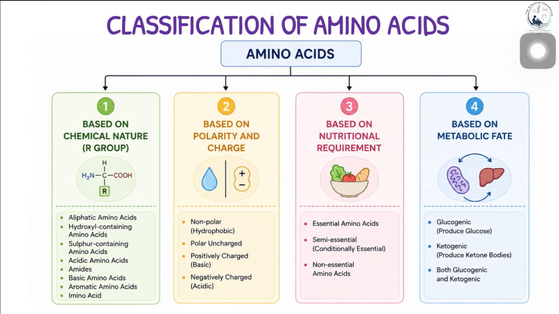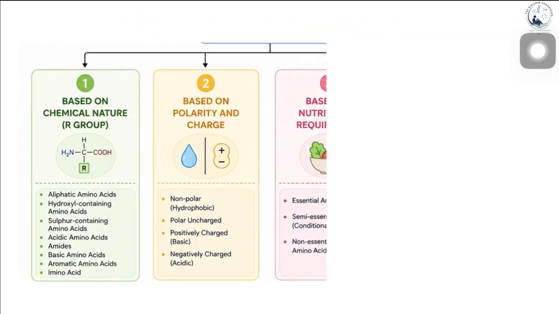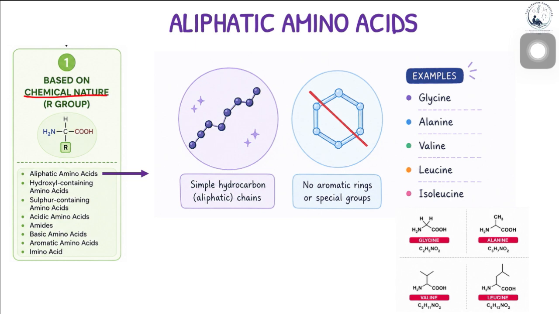So today's class, as mentioned, will be going to the classification. So we already saw how broadly they are classified. One is R group. As we mentioned, it is the important way the amino acids are giving different properties. Then by the polarity, that is whether hydrophilic or hydrophobic and whether they are positively or negatively charged. Third one is based on the nutritional requirement, whether you need to consume by diet or not. And the fourth one is the metabolic fate, that is how they are broken down, whether they form glucose or ketones. Okay. So first one, let's get into it based on the chemical nature.